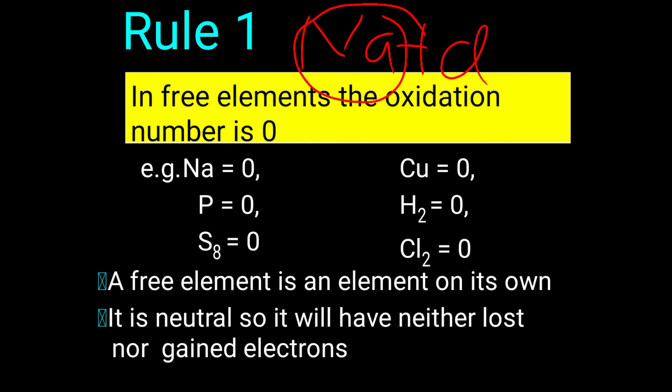So in such reactions, if an element is in the free state, the oxidation number is 0. A free element is an element on its own. It is neutral, so it has neither lost nor gained electrons.